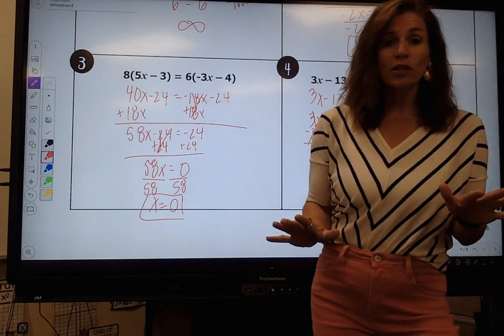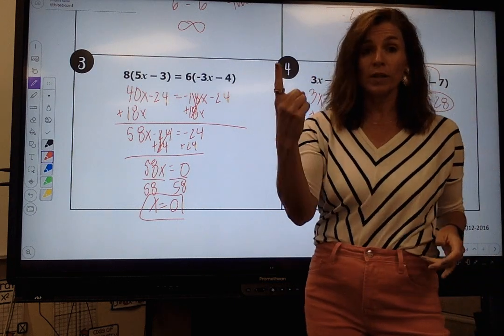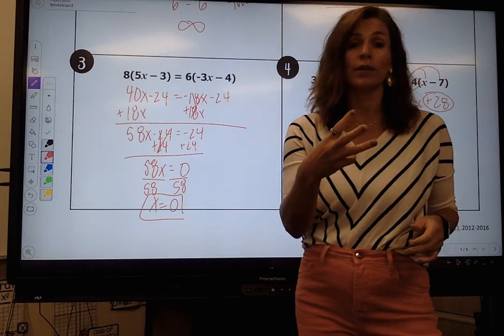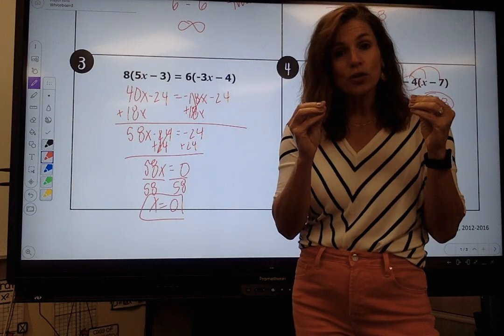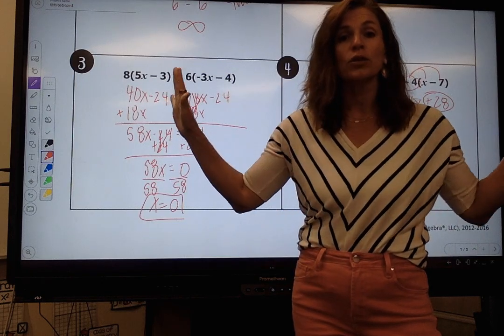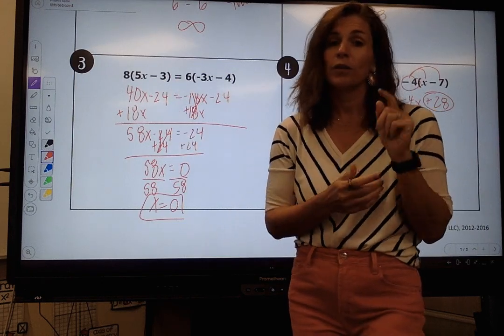So in each of these situations, 3 things can happen. One solution, no solution, or infinitely many. With no solution and infinitely many, my variable terms have canceled out. If you need help, come and see me.